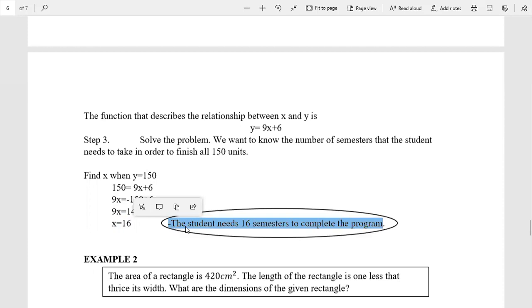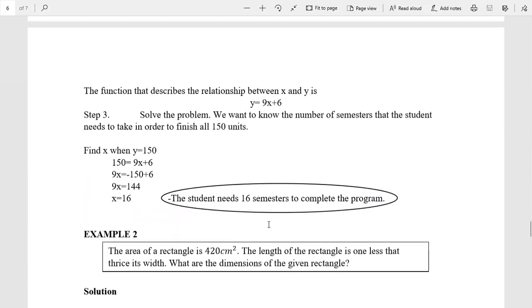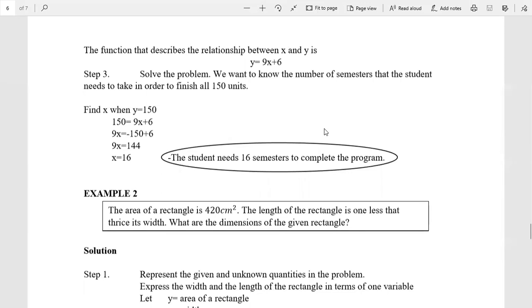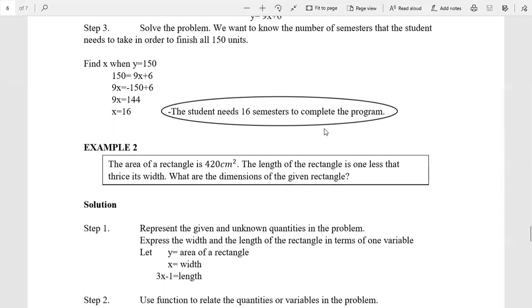So per year there are 2 semesters. So 16 semesters, 8 years. Manigulang sa school. So 16 semesters to complete the program. Kaayo kapag sa eskwela.